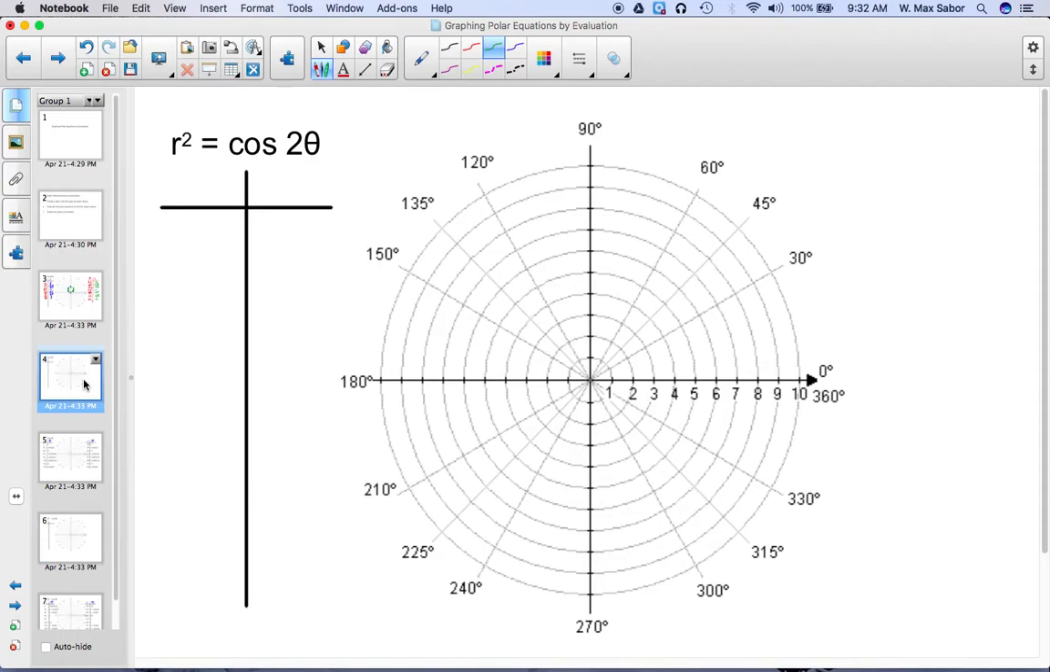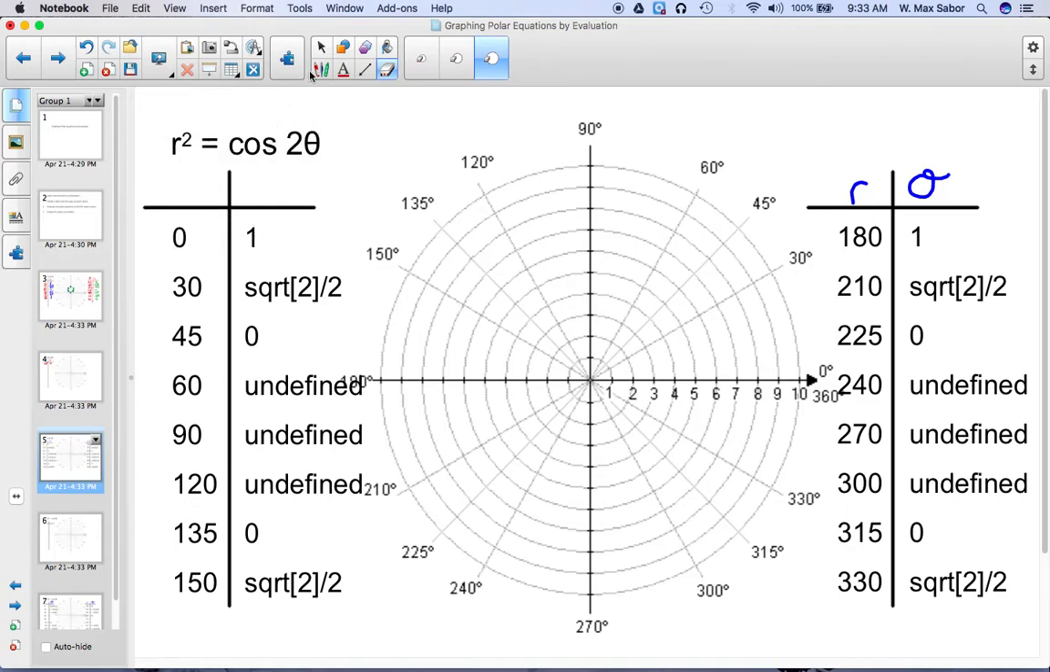Here, r squared equals cosine 2 theta. What we're going to be doing is plugging in a number of values for theta, getting out values for r. So, for example, if we plug in 45 degrees, we would get out cosine of 90, which is 0, and then taking the square root of that, getting 0. So this is the type of thing that we're doing. I made an error in setting that up. This is theta comma r.